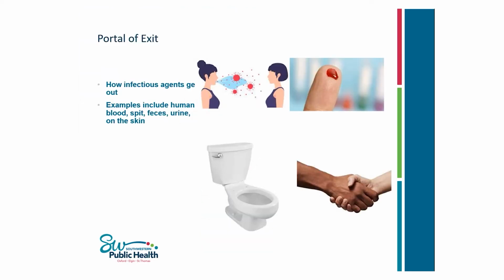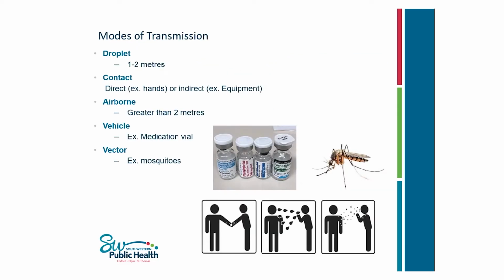Next slide. Again, some very visual examples of how germs leave our body: coughing, sneezing, blood, toilets, toilet use, as well as our hands. And again, lots of different ways that we can transmit, whether it's through droplets, touching, airborne, vehicles such as medication vials, improperly, whether we're using multi-dose vials, lots of different ways medications can be an issue, and then vector being ticks or mosquitoes.